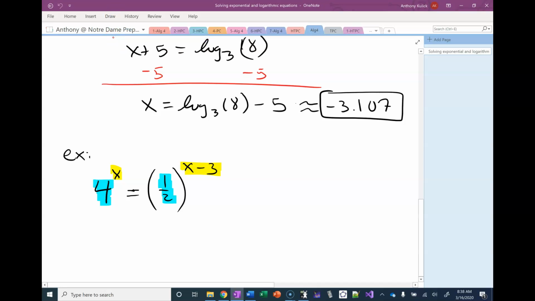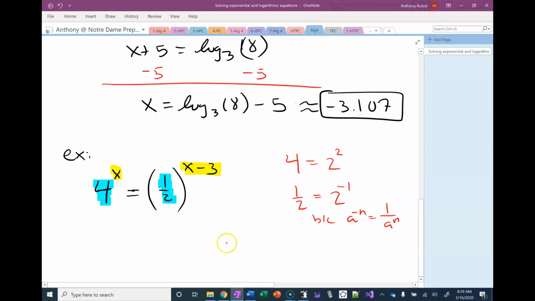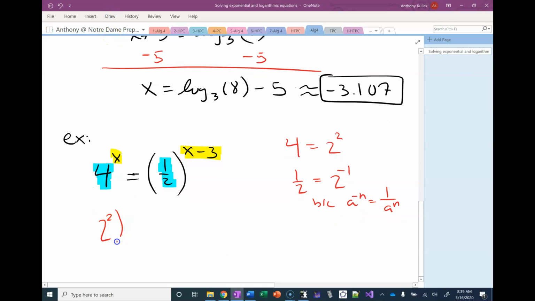So the base that I can use that's going to be common to both 4 and 1/2, I know 4 is 2 squared, and I know 1/2 is 2 to the negative 1. Because remember the exponent rule, a to the negative n is 1 over a to the n. So I'm going to use that to rewrite this as 2 squared to the x equals 2 to the negative 1 to the x minus 3.